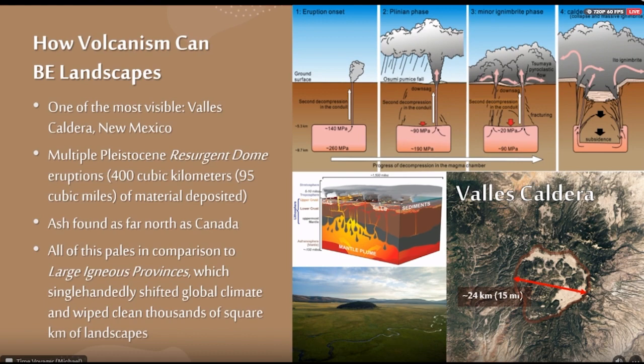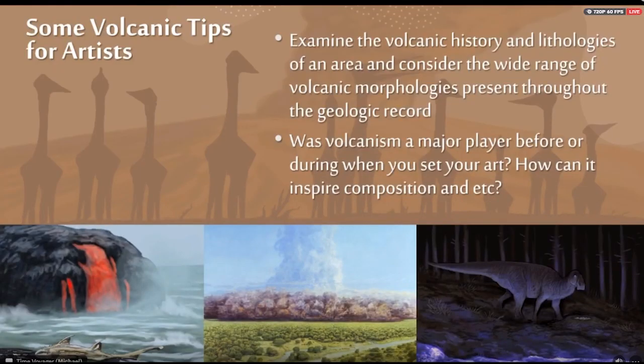And all of that even pales in comparison with large igneous provinces, which you probably know the name of because they single-handedly shifted global climate and wiped clean thousands of square kilometers of landscapes, contributing to mass extinctions in the fossil record, and thus are important to depict in paleoart. So, some quick tips for volcanic stuff. Really think about the volcanic history and mythologies of an area, and consider the wide range of volcanic morphologies present throughout the geologic record when you're thinking about volcanoes for paleoart. There's so many interesting visuals you can go for. Was volcanism a major player before, during, or even after you set your paleoart? And how can it inspire composition, etc.?